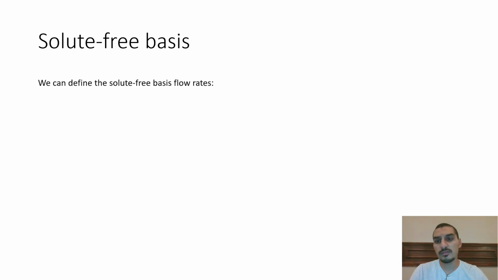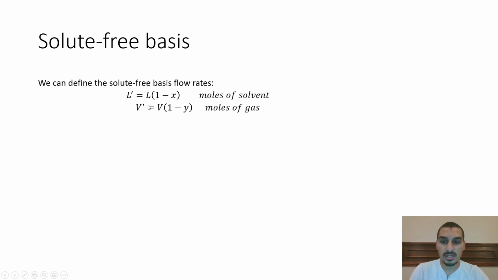Now for the flow rates of the gas and the liquid, we are going to define L dash, which is the solvent on a solute-free basis. So if we have, say, 10% of the solute in the liquid phase, then the solvent itself is going to be 90%, which is (1 minus X) multiplied by L. And the same for V dash, it is going to be V multiplied by (1 minus Y). So this is easy. There is nothing difficult in it.